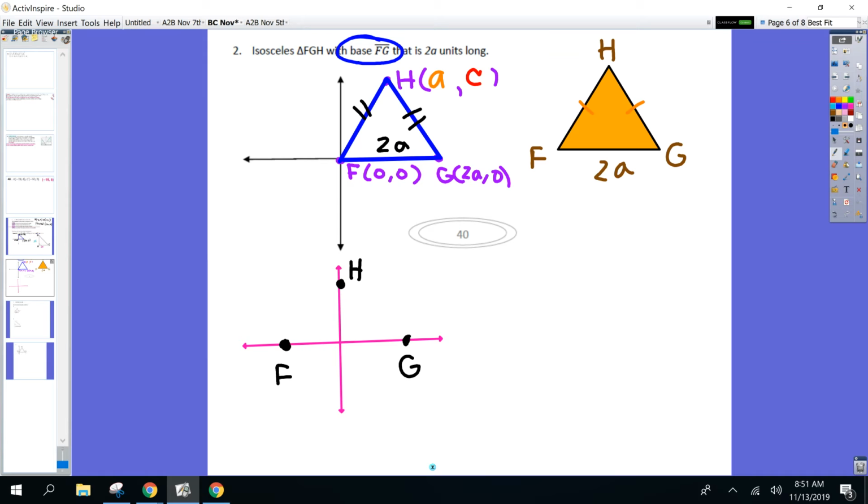You and your group are going to discuss what the coordinates have to be now. Same rules. It's still got to be isosceles. FG still has to be 2A units long. You guys discuss in your group these new coordinates, now that you can't start at the origin. I'll give you about 2 minutes. Discuss what are my new points. Same conditions.